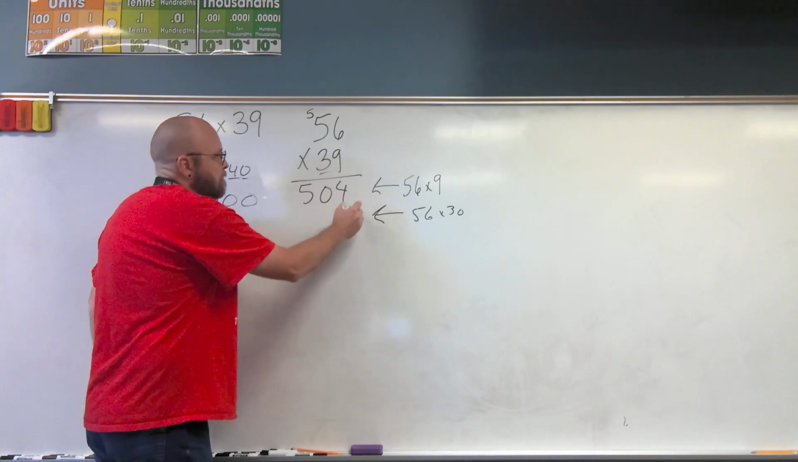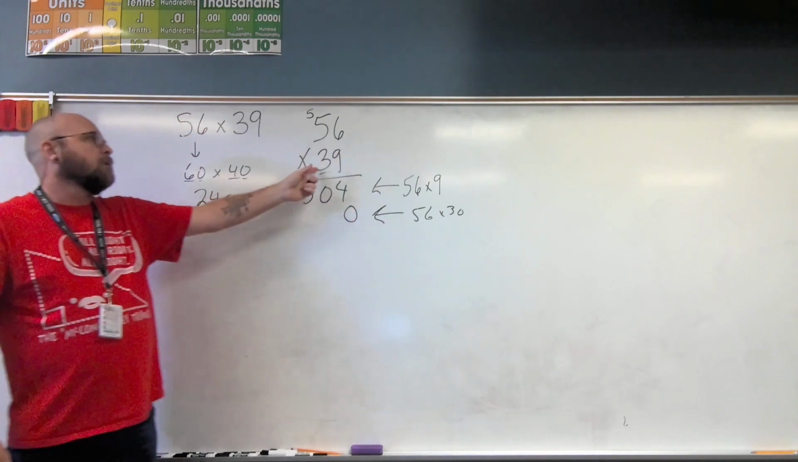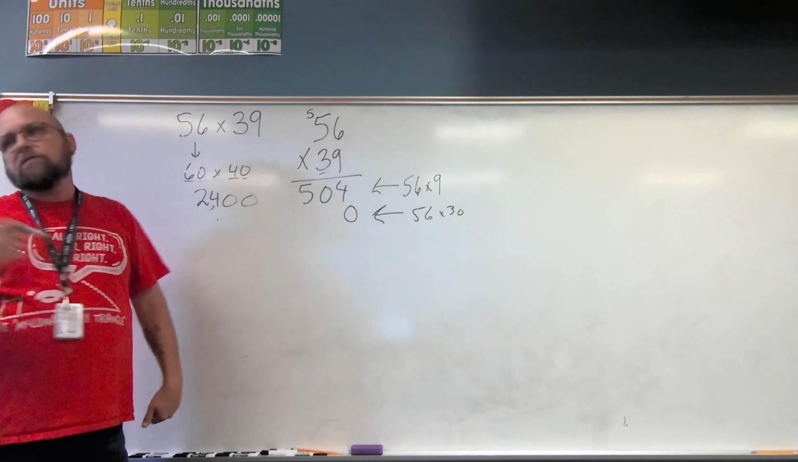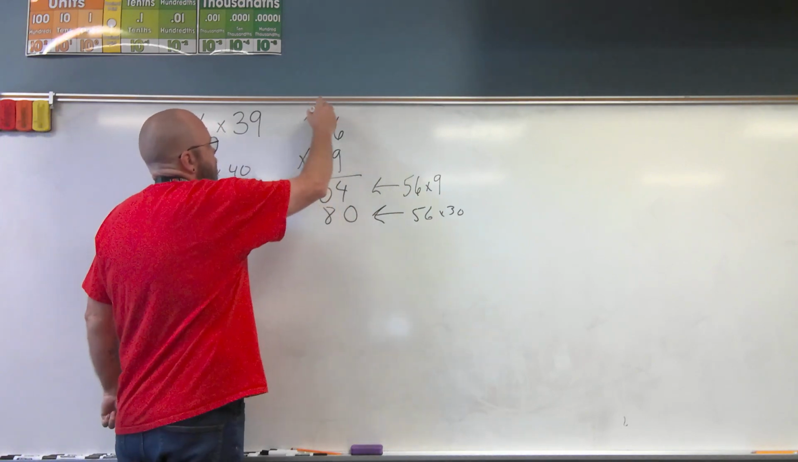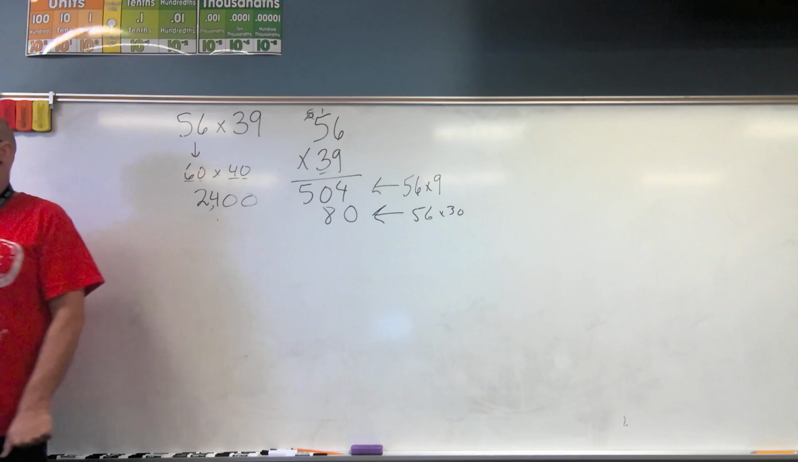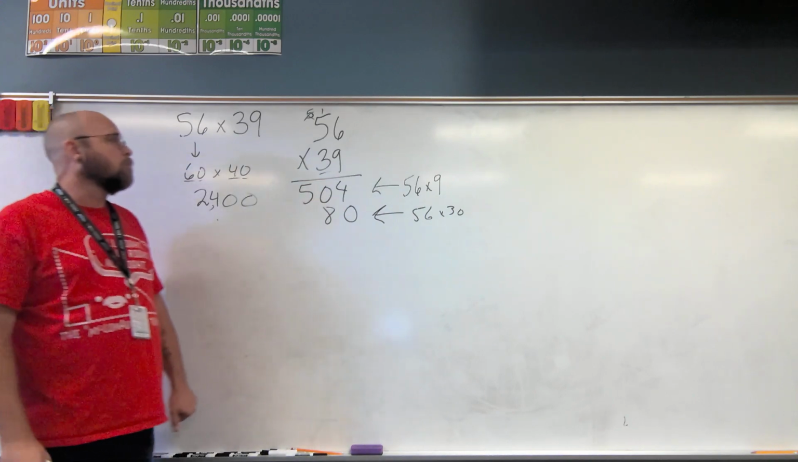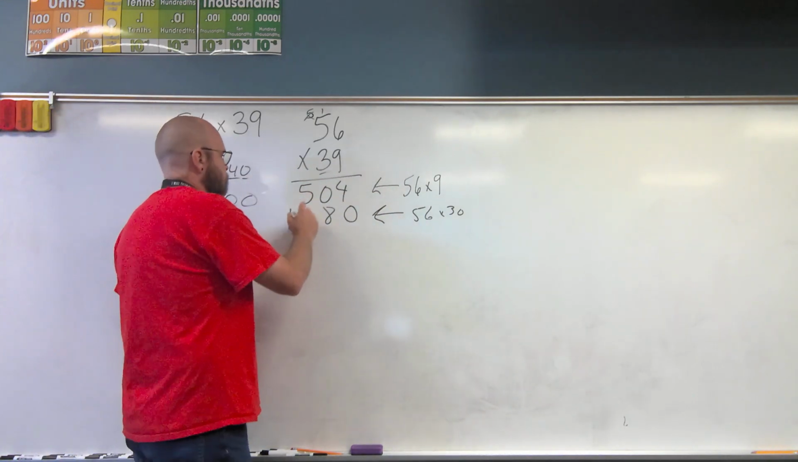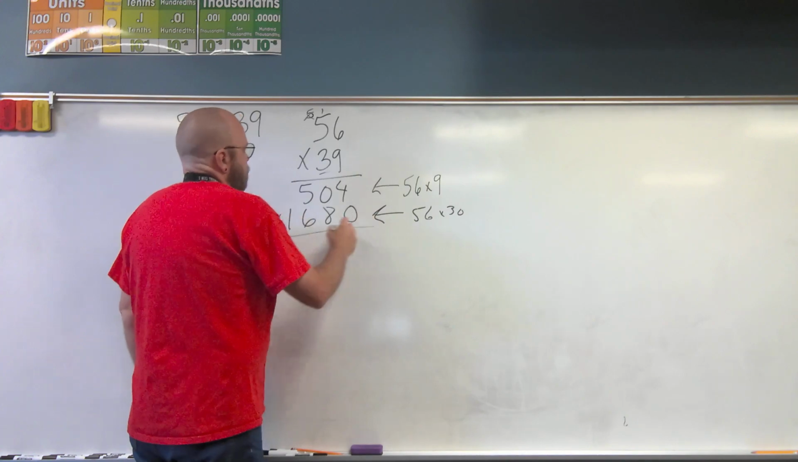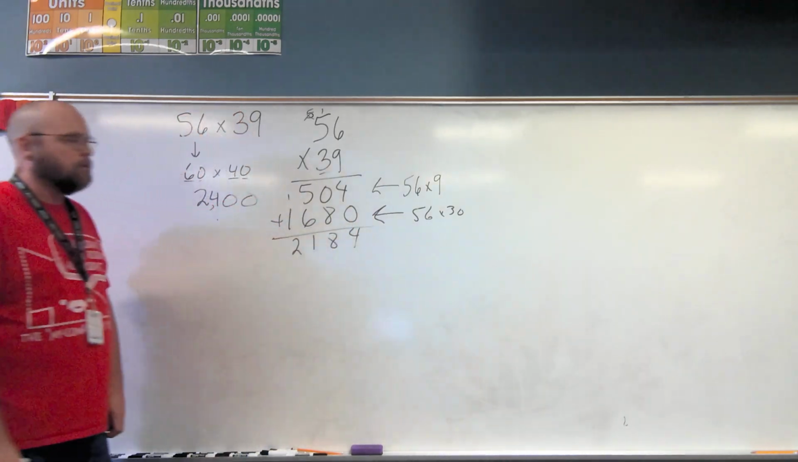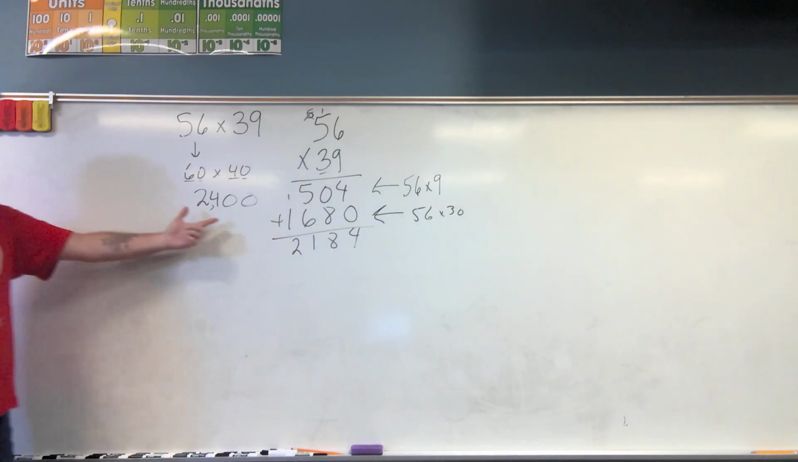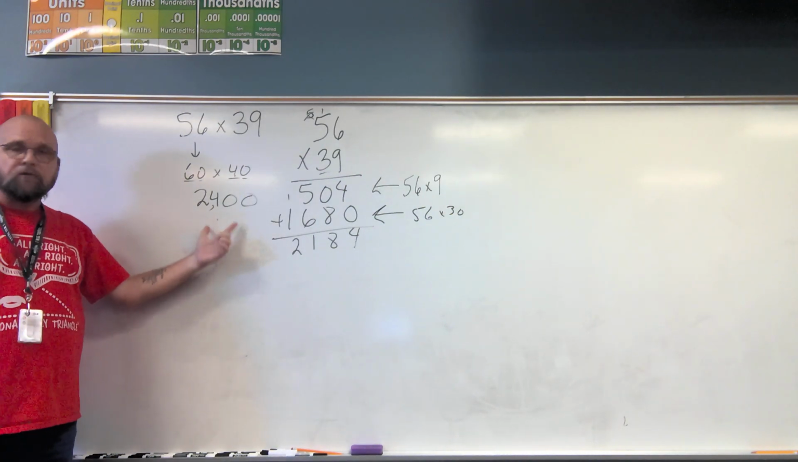So since I'm in my tens place, I do 3 times 6, so I have 18 tens, or 8 tens and 100. 3 times 5 is? 15. Plus 1 more is? 16. So 4, 8, 1, 1, 2,184. Okay? I knew it was going to be less than 2,400.